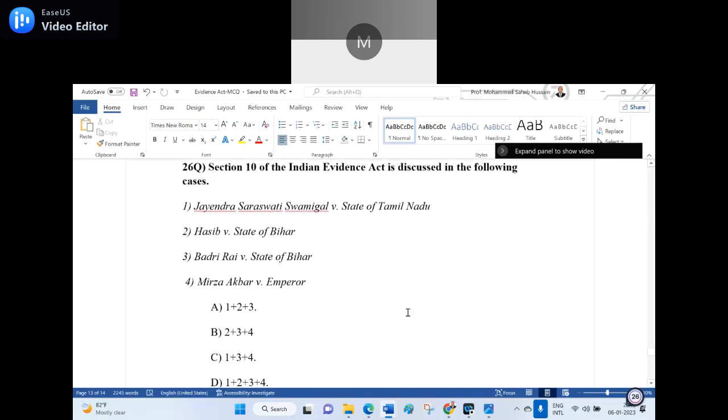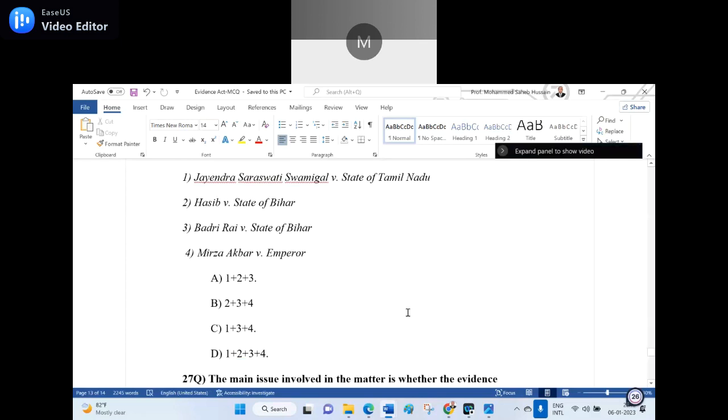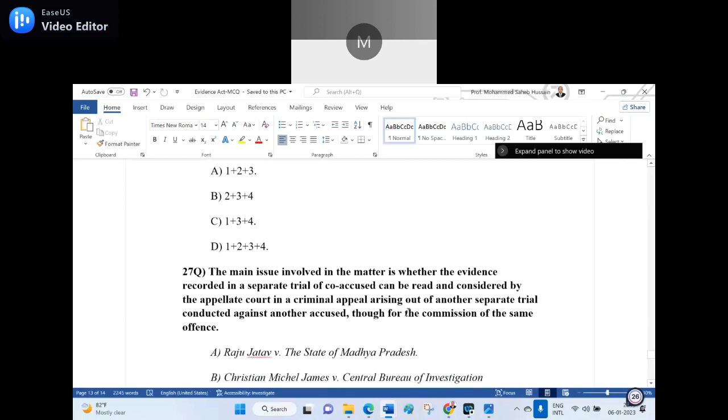Section 10 of the Indian Evidence Act is discussed in these four cases. Which one is the correct option? D is the right answer, sir. Option C, 1 plus 3 plus 4, is the right answer. Number 2 belongs to other cases. It is about the identification parade, but Section 10 deals with conspiracy, if I am not mistaken.